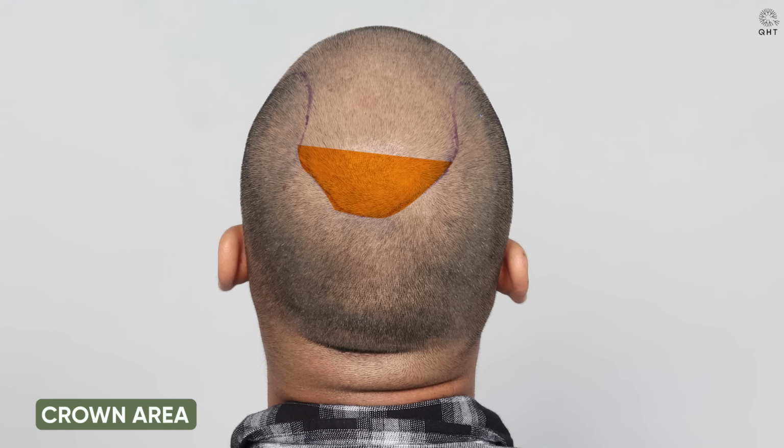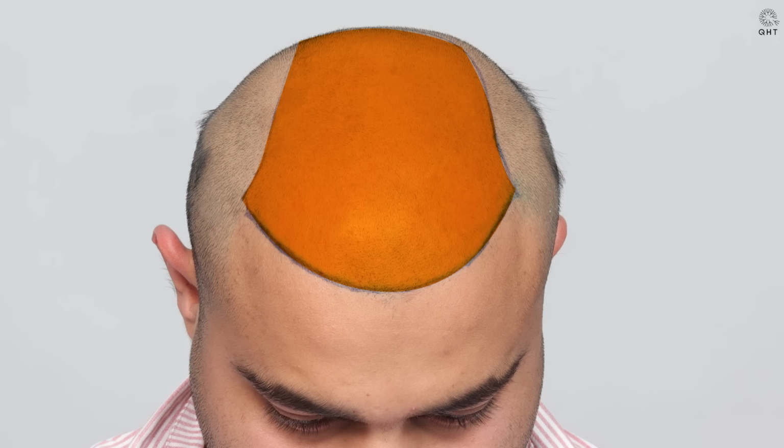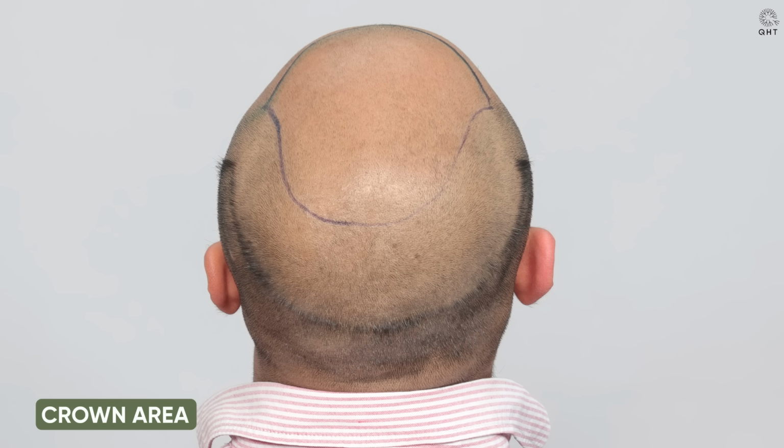For patient 4, the design approach was similar to that of patient 3. A natural-looking hairline was crafted, and the complete thinning area was precisely marked to ensure uniform coverage during implantation. All these detailed markings served as a roadmap for the procedure, guiding the surgical team to achieve balanced density, proper direction, and a natural flow of hair across the scalp.